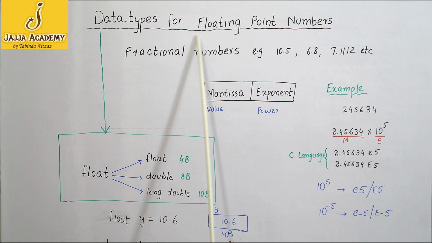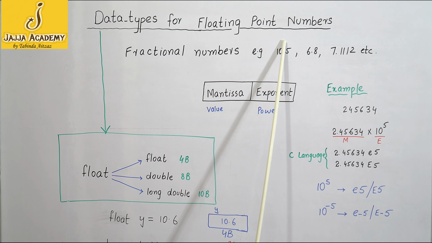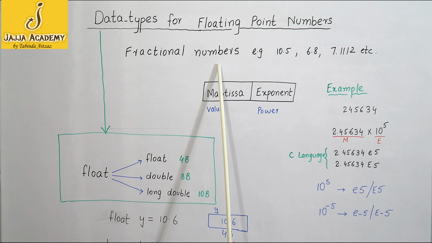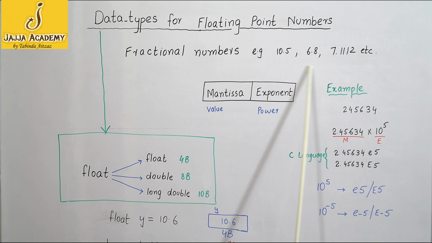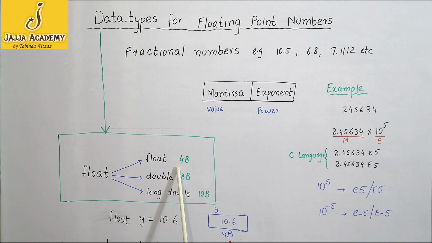Different data types are used for floating point numbers. Floating point numbers are fractional numbers. For example, 10.5, 6.8, 7.1112, etc. In order to store fractional values, or values having decimal numbers, we use the float data type. And the float data type has three further subtypes: float, which consumes 4 bytes in memory; double, which takes 8 bytes in memory; and long double, which consumes 10 bytes in memory.